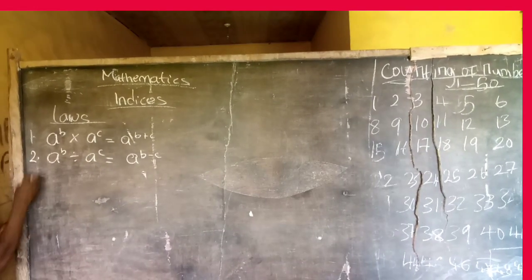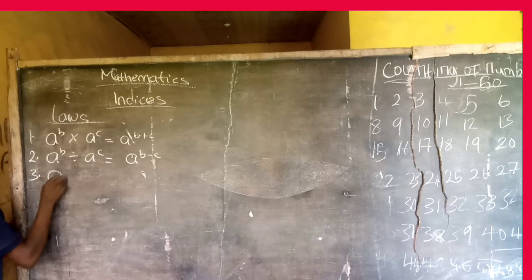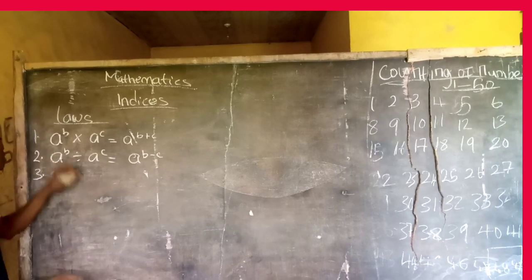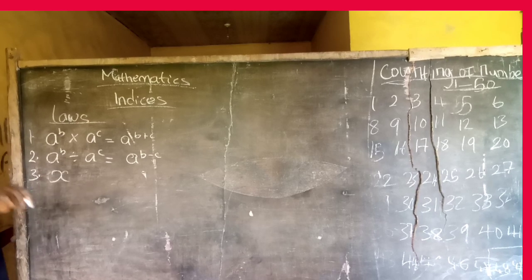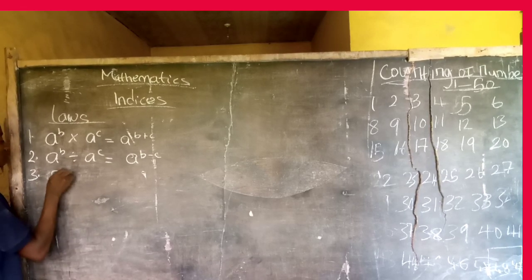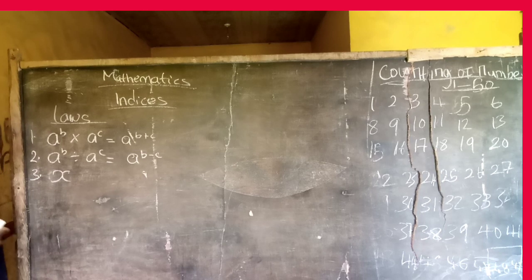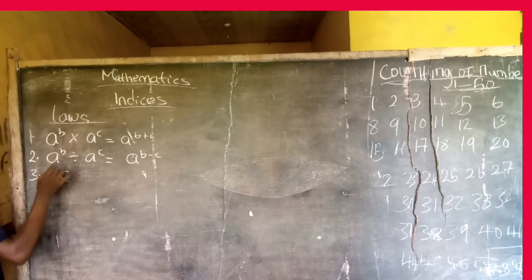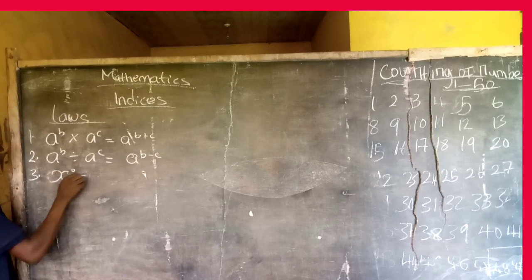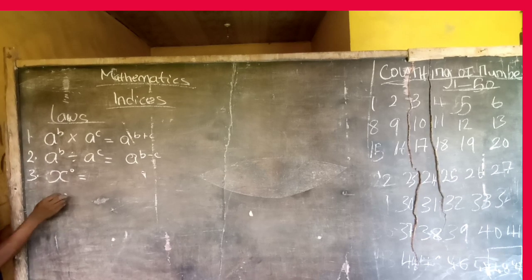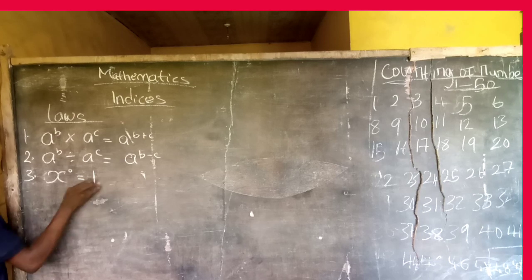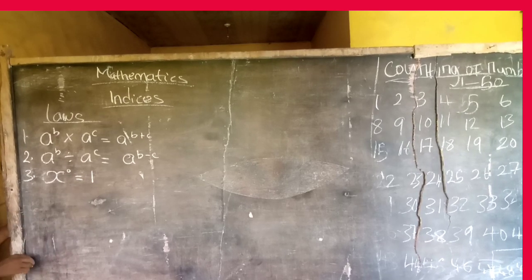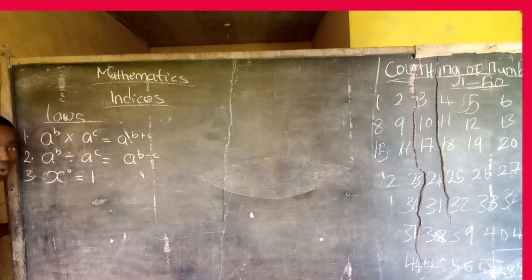The third law of indices says that whenever a base, let me use a base I'm not using, x is a universal preference but it is not compulsory. So x to the power of 0: whenever a base or any number is raised to the power of 0, that thing is 1. So 1 million to the power 0 is 1, 50 million to the power 0 is 1, and so on.